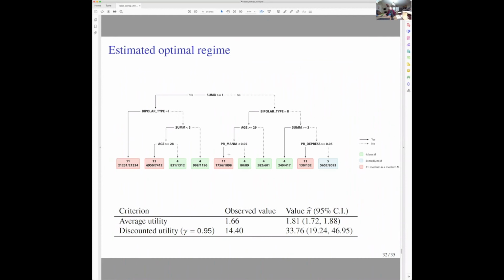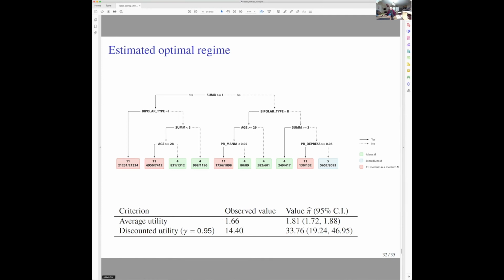And so clinicians can look at this rule and generate hypotheses of that form and then follow them up with subsequent studies. In terms of the observed value, if we just average patient outcomes, we observe an average utility of 1.6, whereas the value under the estimated optimal regime, with a 95% confidence interval, goes from 1.72 to 1.88. So it seems to give you a significant improvement. And the nice thing about the average utility is it's in the original units, so you can talk about a gain of 0.2 on the scale, and it turns out that's a clinically meaningful difference.